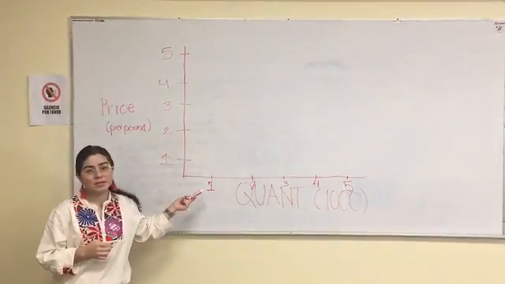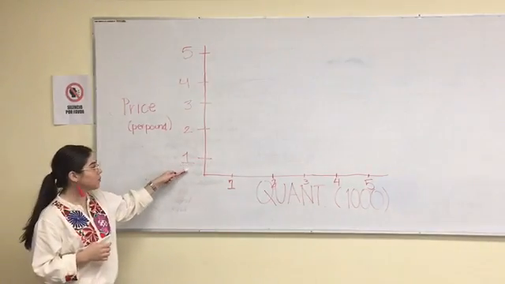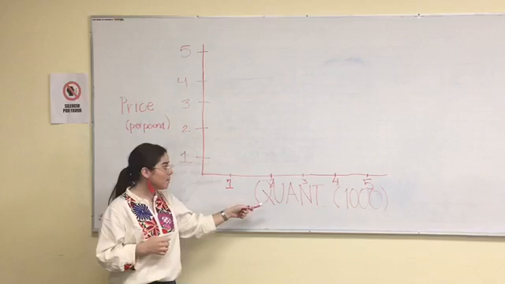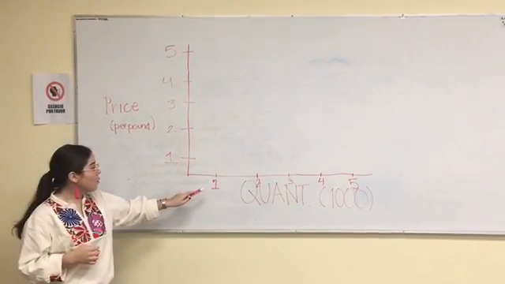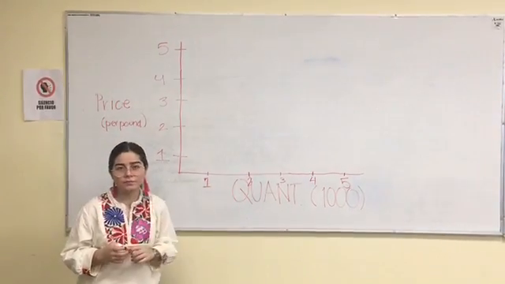This table represents the demand. Vertical means price per pound, $1 per pound, $2 per pound, and so on. And horizontal means quantity in thousands: 1,000 apples, 2,000 apples, and so on.